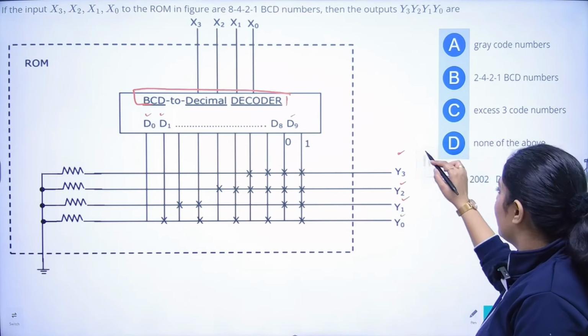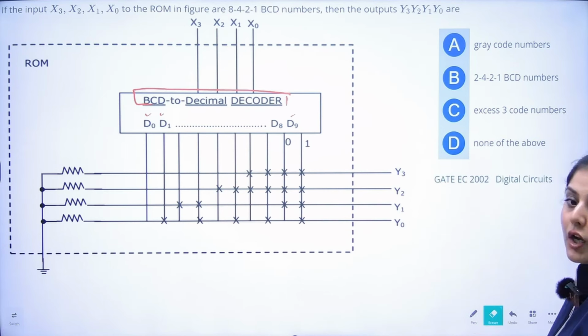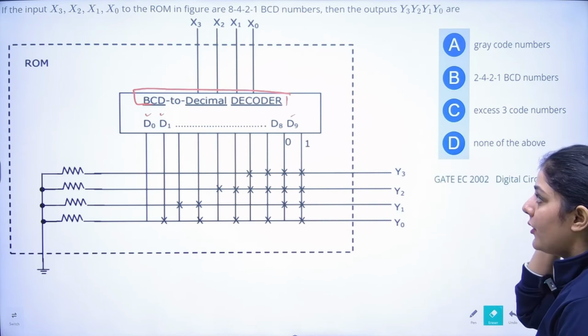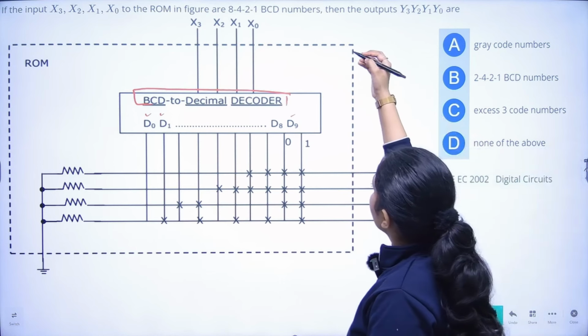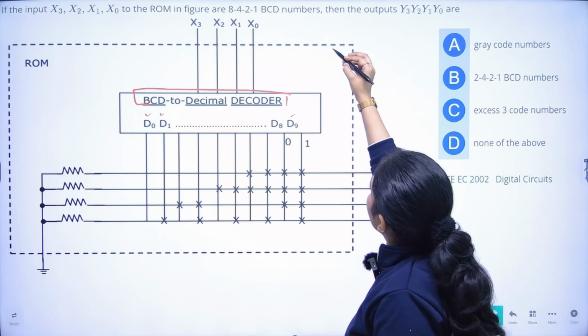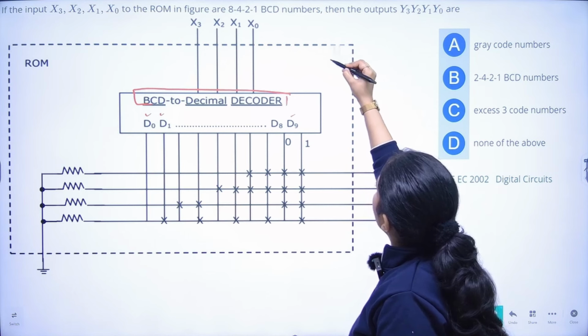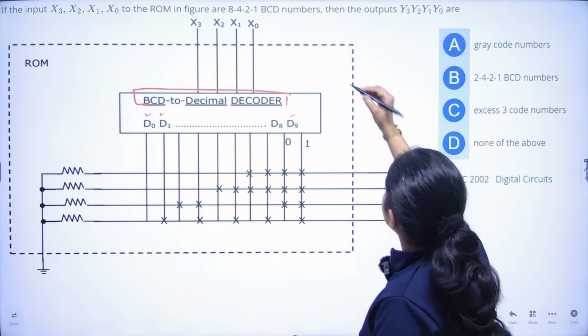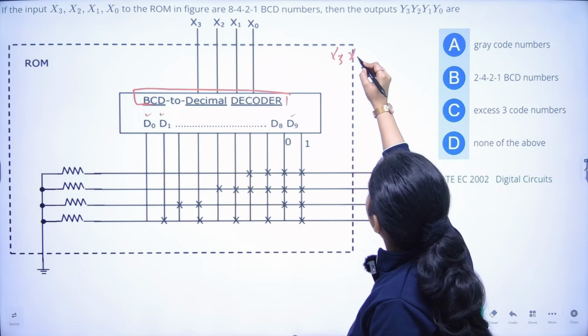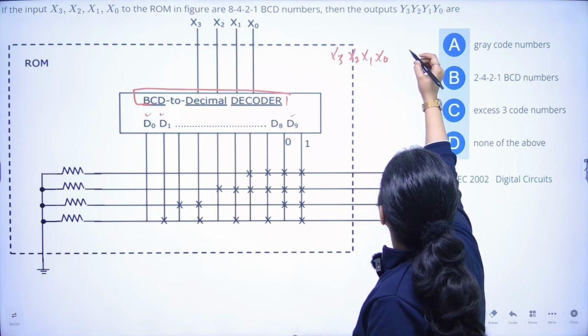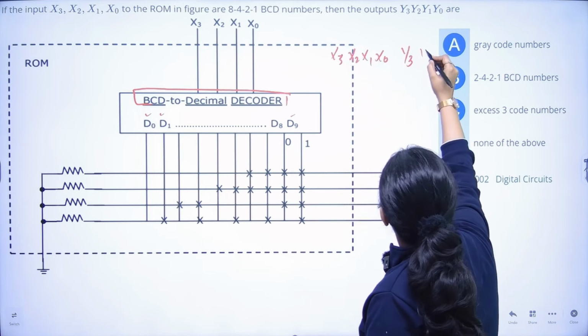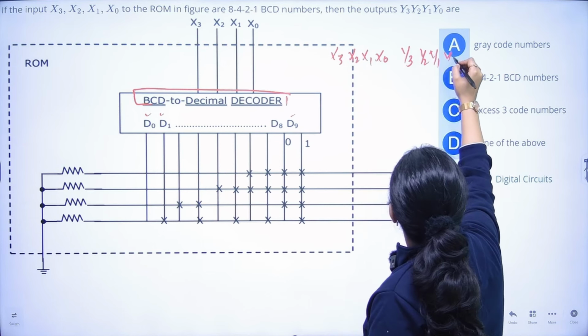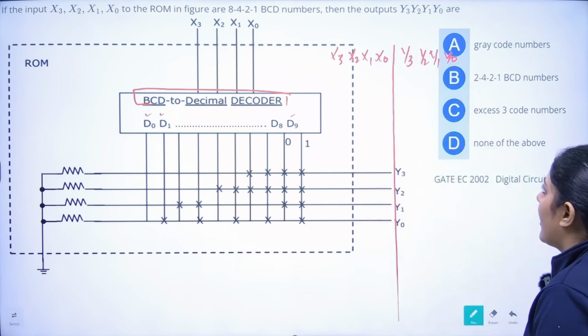So in order to find out this, we have to make the truth table. So how will we be drawing the truth table? I'm drawing it here only. So for x3, x2, x1, x0, y3, y2, y1 and y0. How will we be getting the output?